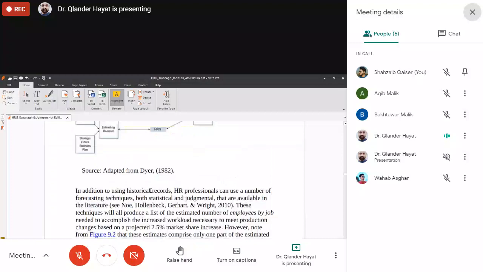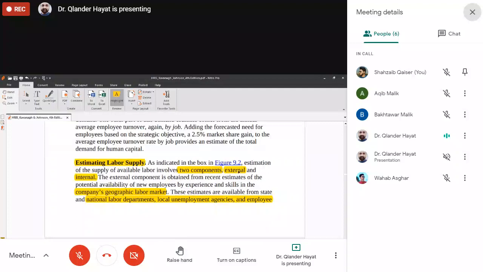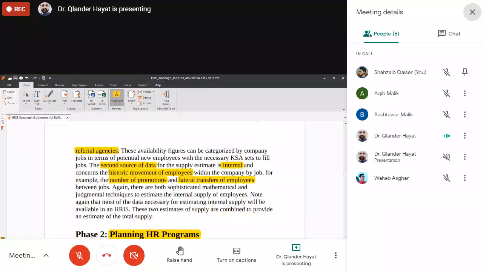After that, in estimating the labor supply, I have already mentioned that you have to look first of all at external sources, and these external sources can be the company's geographic labor market, or national labor department data, or local unemployment agencies, or employee referral agencies. There are certain organizations which are providing employees to the organization. These are the external sources of data regarding the supply of human resource, while the second source of data for supply estimate is internal sources. And these internal sources include historic movement of employees, number of promotions, lateral transfers of employees, and so on.